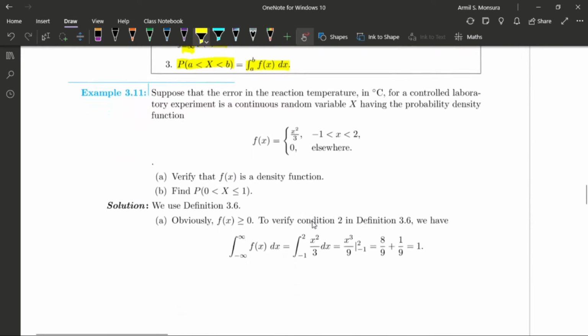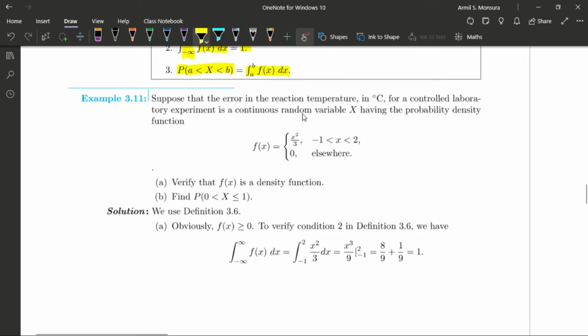So let's work on example 3.11. Suppose that the error in the reaction temperature in degrees Celsius for a controlled laboratory experiment is a continuous random variable x. So the error is a continuous random variable having the PDF f of x equals x squared over 3 for x greater than negative 1 and less than 2. Here, we are first asked to verify that f of x is a density function. So, how do we verify that f of x is a density function?